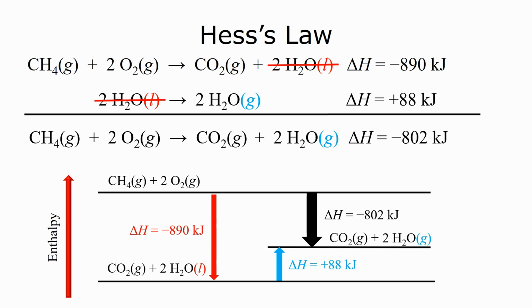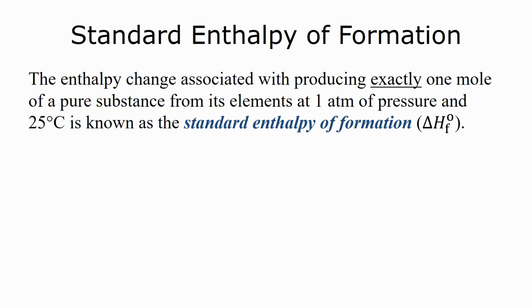Now you're probably thinking to yourself, how is this going to be useful to us? Well, what we really want to do is determine the enthalpy of any reaction based on its components, its reactants and its products. So for that we have to introduce the concept of the standard enthalpy of formation. Now you may have seen this before. This is a specific type of enthalpy of reaction. This is the enthalpy change associated with producing exactly 1 mole of a pure substance from its constituent elements at 1 atmosphere pressure and 25 degrees Celsius.